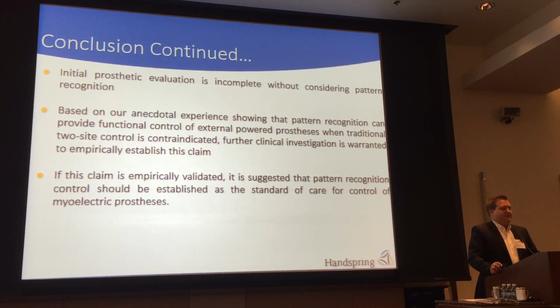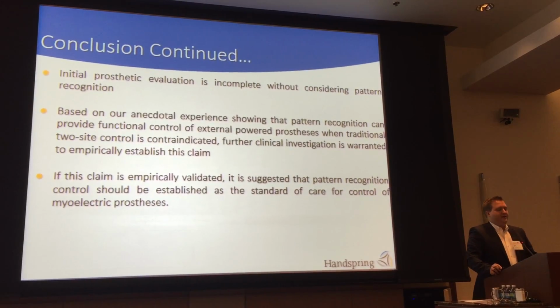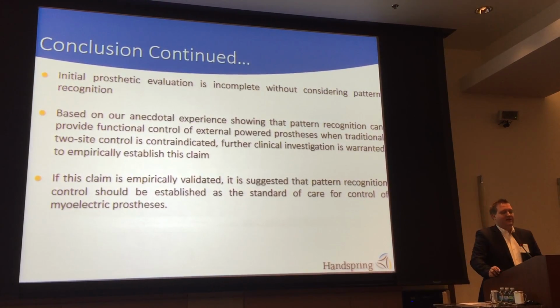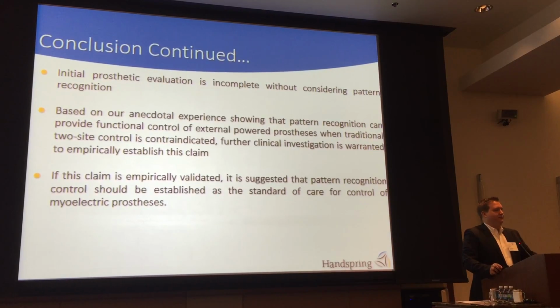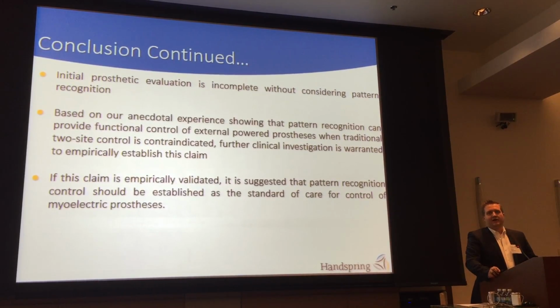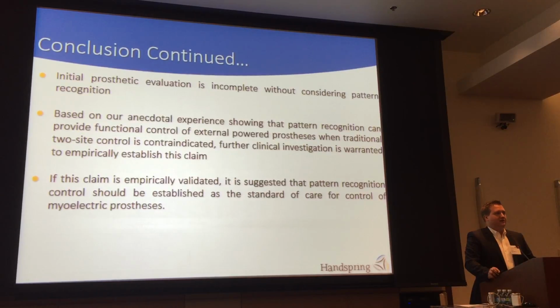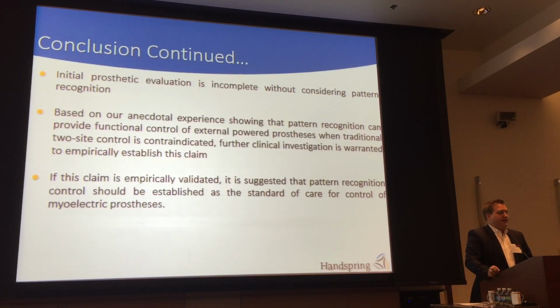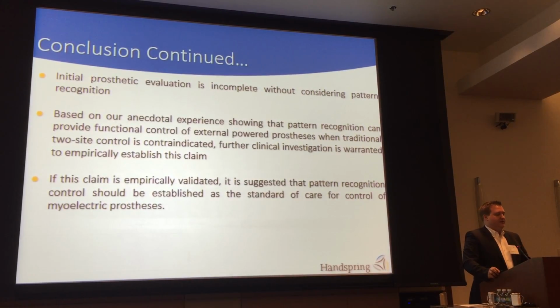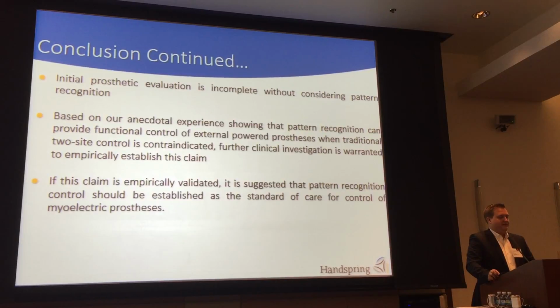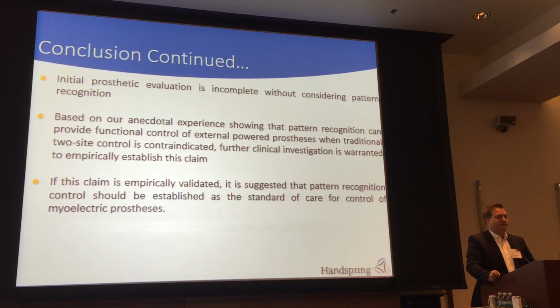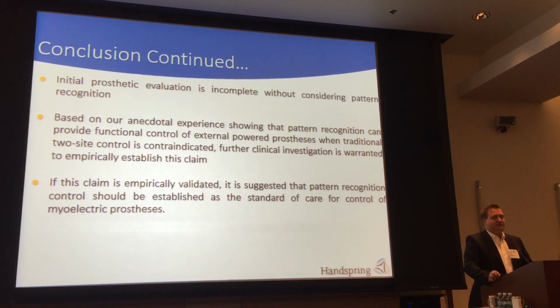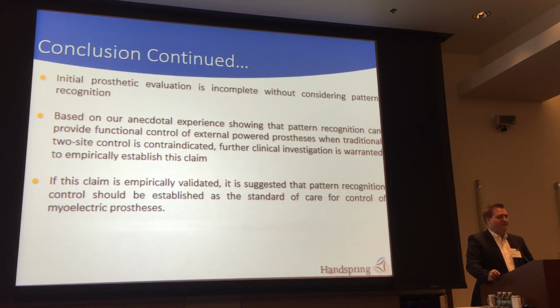So I'd like to submit that initial prosthetic evaluation is really incomplete if you do not consider evaluating the patient for pattern recognition control. We should go through the same clinical process that we always do, but we need to add this as a component of that evaluation. And so based on our anecdotal experience showing that pattern recognition can provide functional control of external powered prostheses when traditional two-site control is contraindicated, further clinical investigation is warranted to empirically establish this claim.